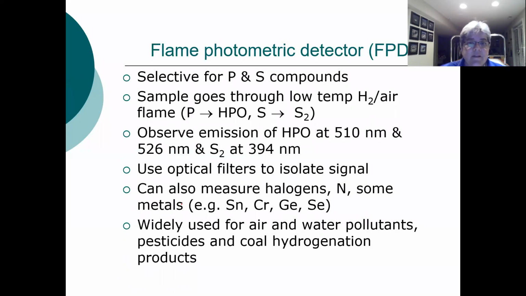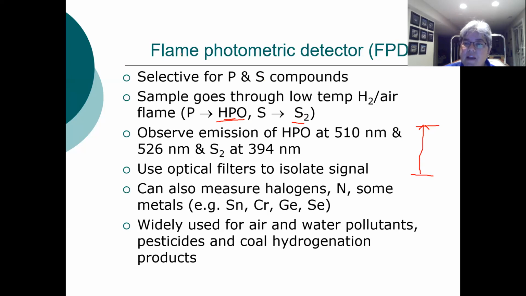Okay, and then the last detector is something called the flame photometric detector, FPD. This is quite often used to detect compounds that contain phosphorus or sulfur. So here, notice again, we're going to have a hydrogen air flame. So again, we're destroying our sample, and we'll use hydrogen as a carrier gas. And when these things go through the flame, they actually form new compounds. And these compounds are actually going to be excited. Okay, so the flame is exciting these and making this HPO and S2.